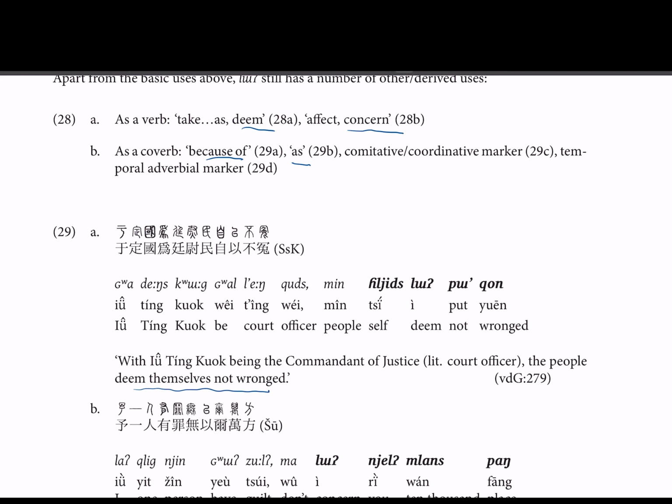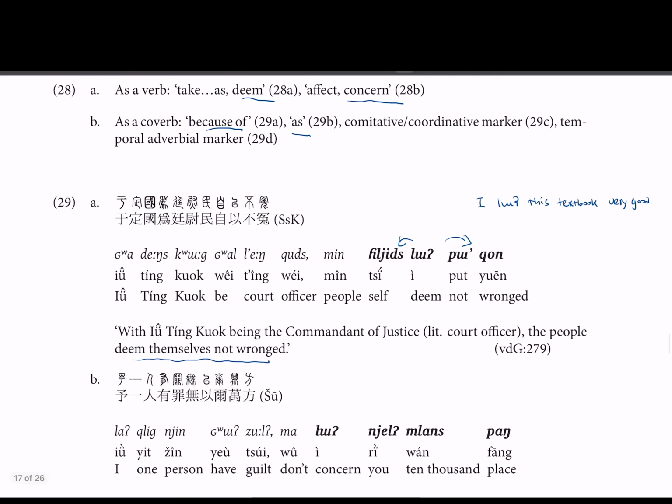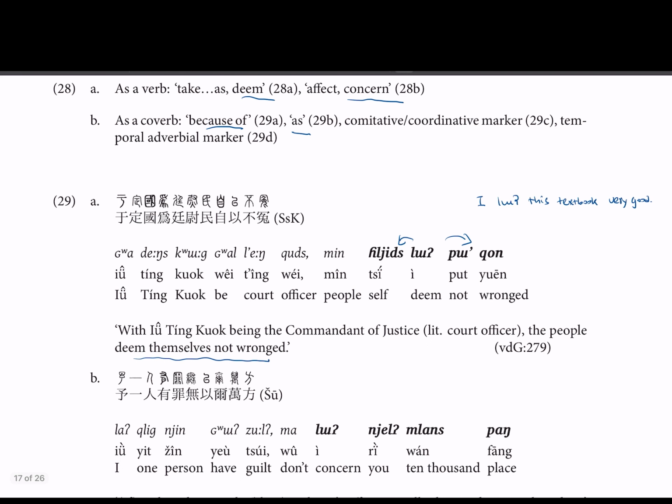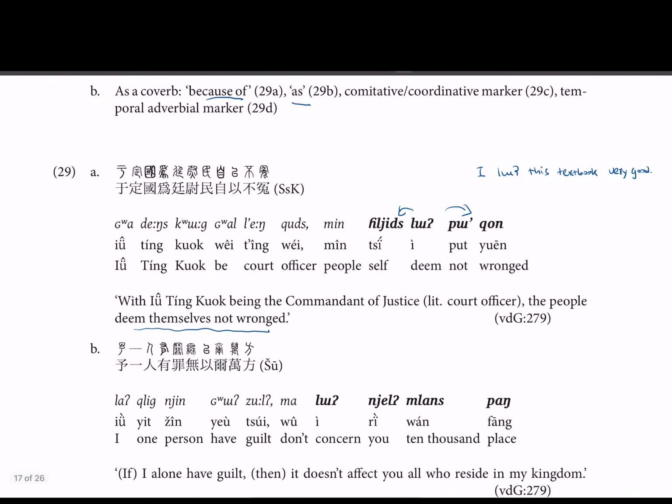So, please le, self-deem or deem oneself, not wronged, put gong. So if we want to say, I deem this textbook very good, we could say, I le this textbook very good. The sentence in 29b shows the verbal meaning affect or concern of le. If I alone have guilt, then it doesn't affect you all who reside in my kingdom.